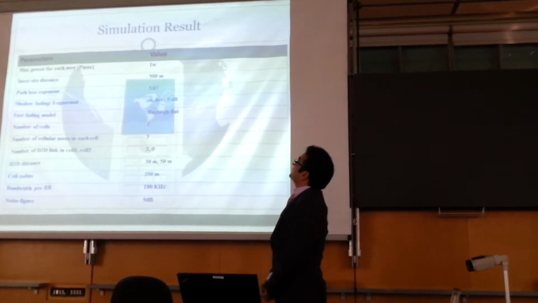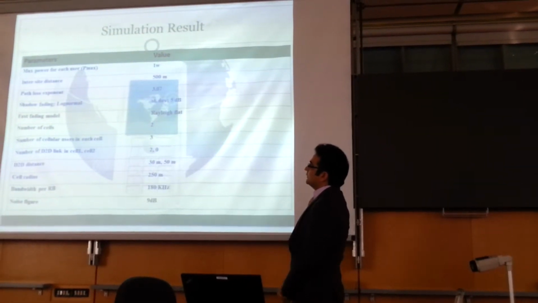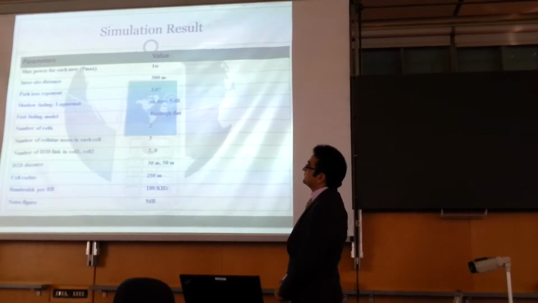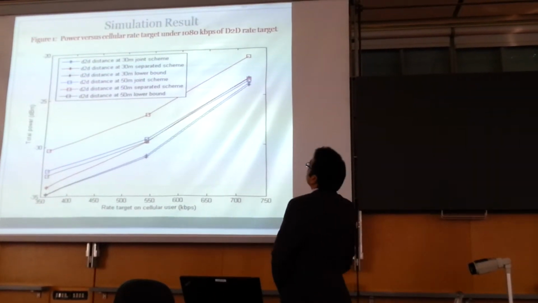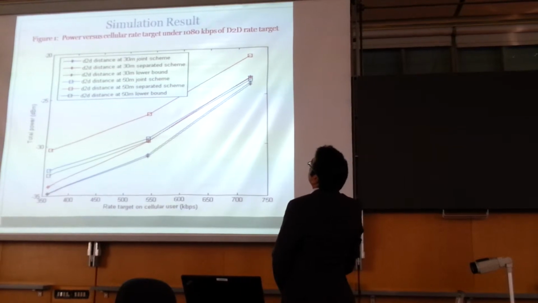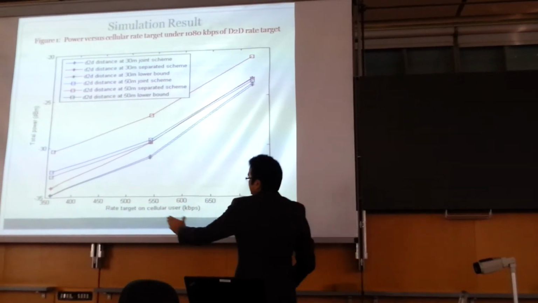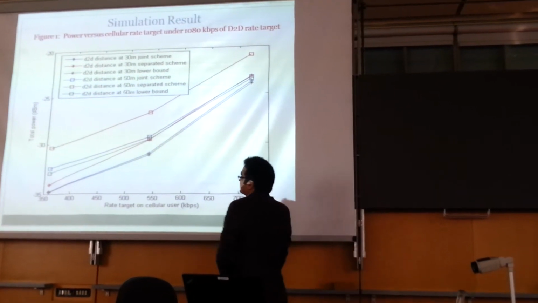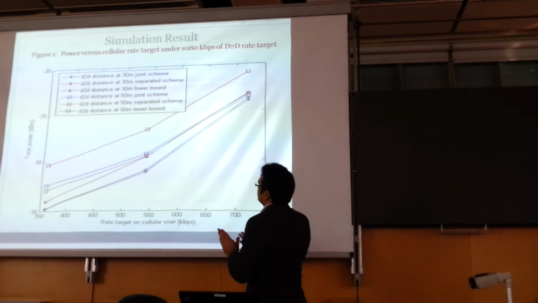Here are the simulation results, and we have got these numericals from a standard research paper. We have done two things. For the first case, we have kept the D2D rate target constant, and we keep varying the cellular rate target. And we are looking at how the transmitting power is influenced by this.